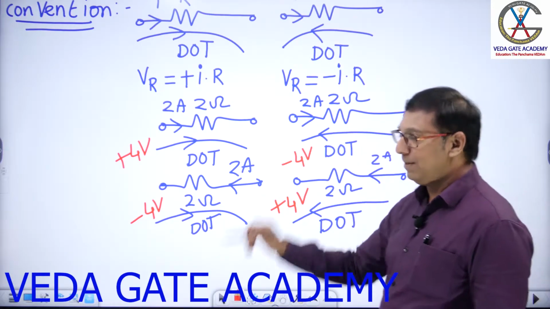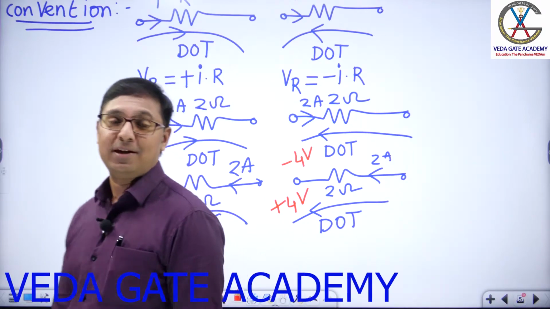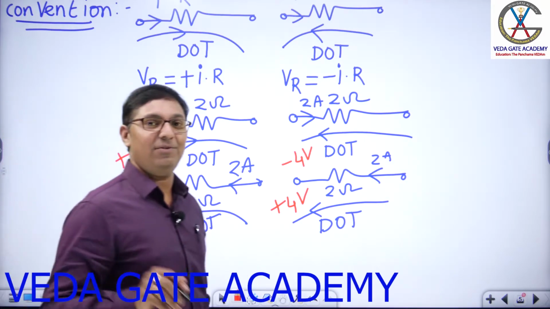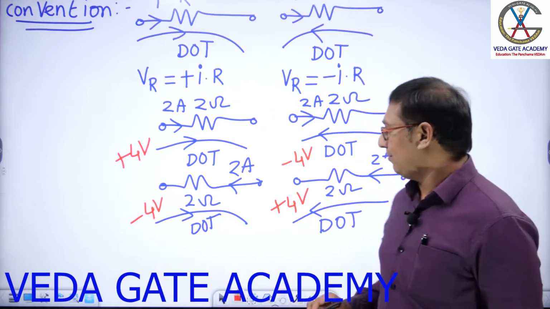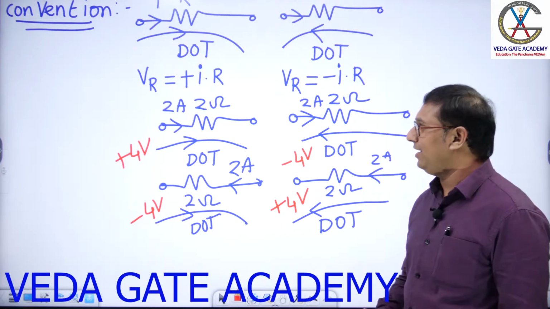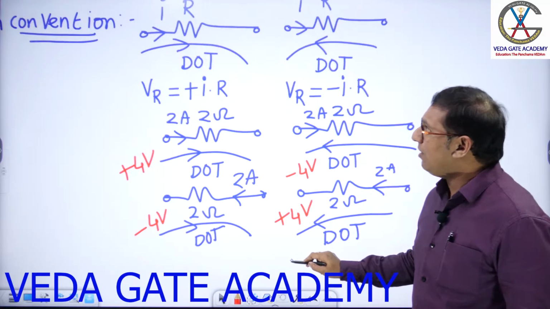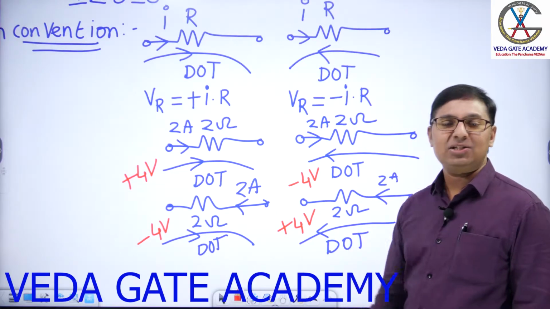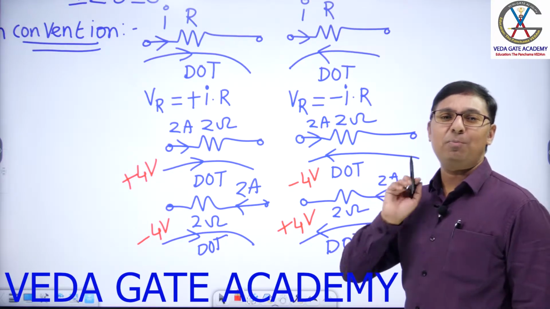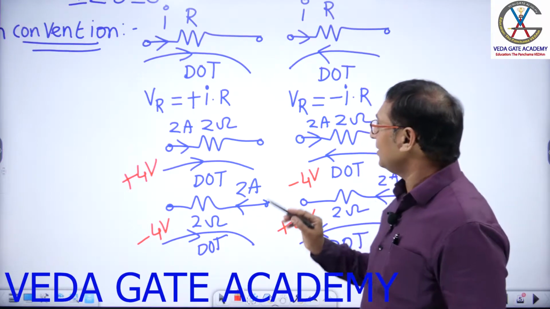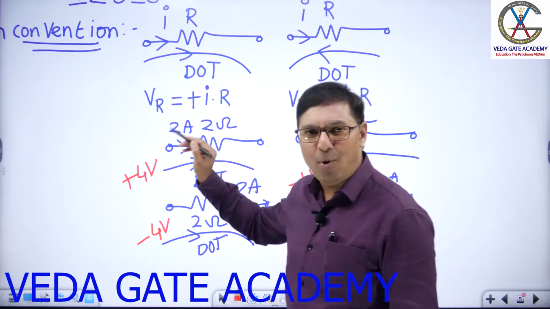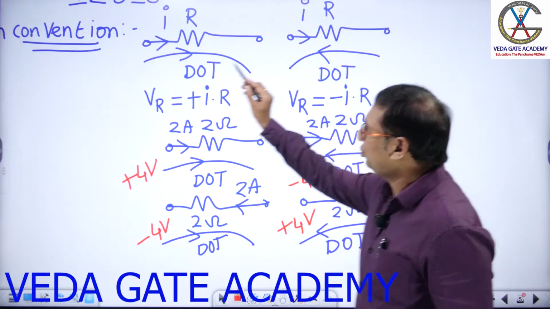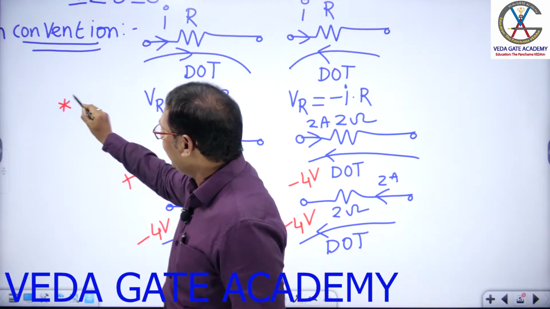We write as plus 4 volts. Any difficulty? No, we don't have any difficulty. But one interesting point here: are we considering any polarities of the resistor? We are least bothered about polarities of the resistor. We write one important note, which is: don't consider polarities of R.